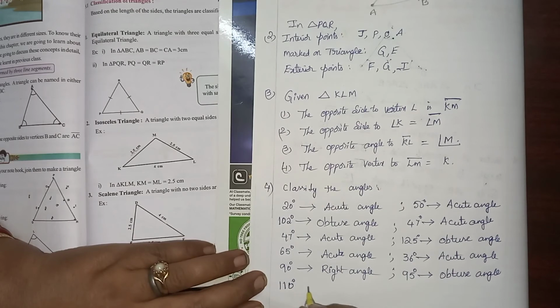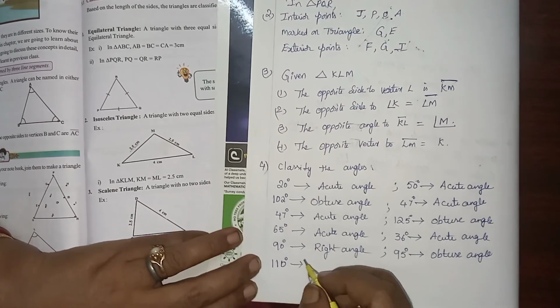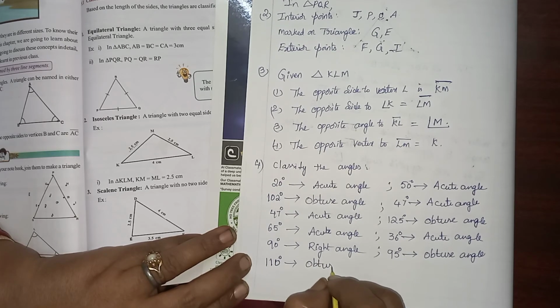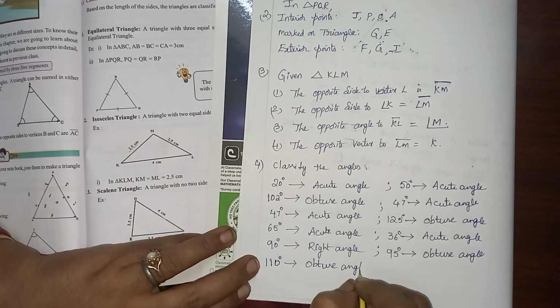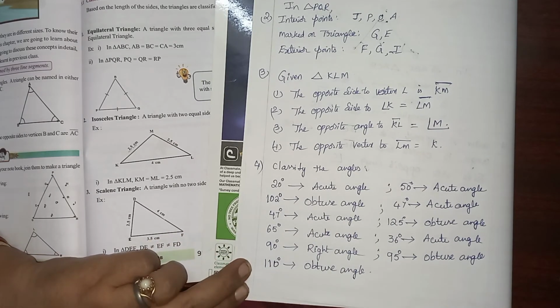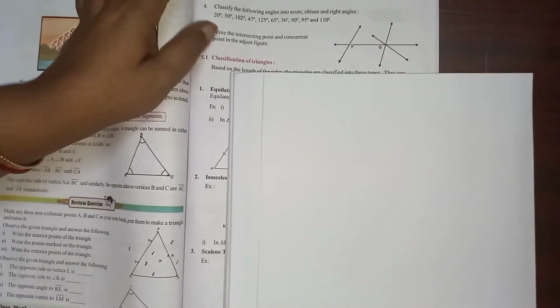Last, 110 degrees. 110 degrees is more than 90 and less than 180, so it is also an obtuse angle. Okay, this is how you classify the angles into acute, obtuse and right angles. Now, observe the fifth sum.